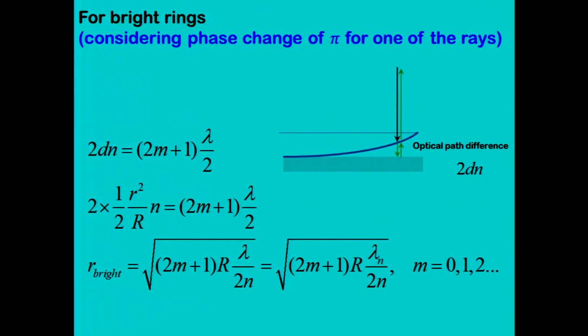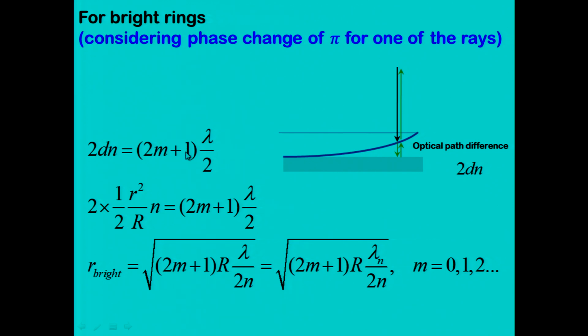So then 2dn is the path difference, where n is the refractive index of the medium between the lens and the glass plate. You can dip it in oil, say, and then the spacer medium would be filled with oil of refractive index n. If you do not consider the phase change of pi for one of the rays, this is the case given here, and this is for bright rings.